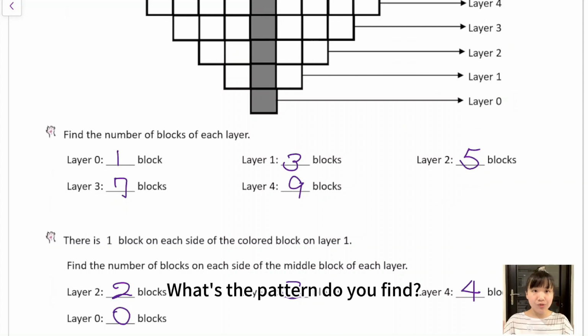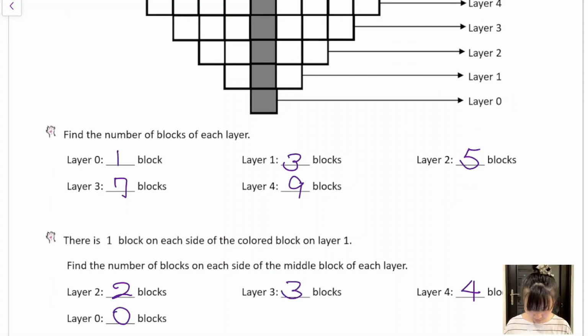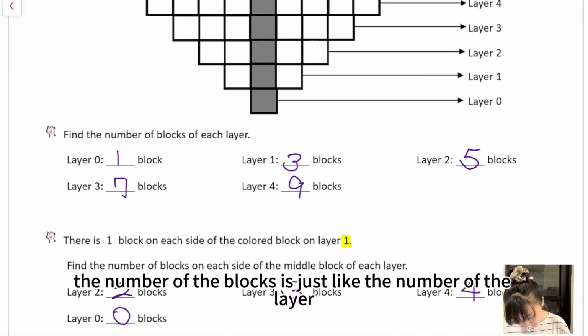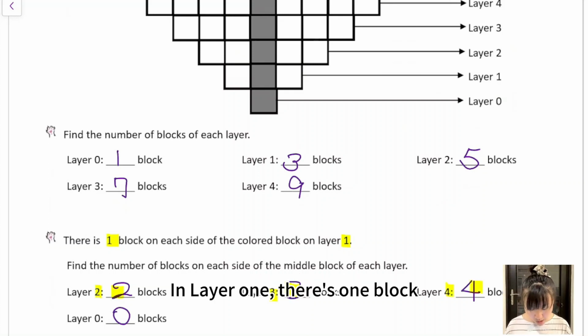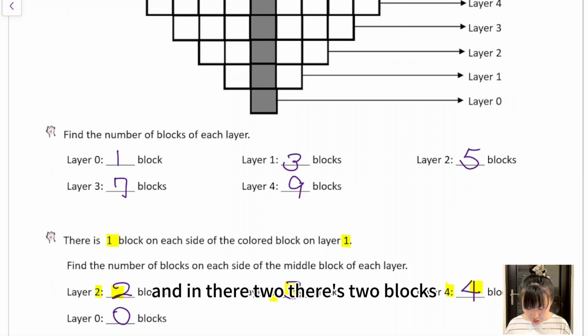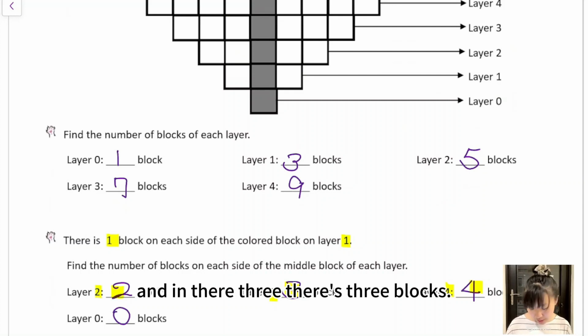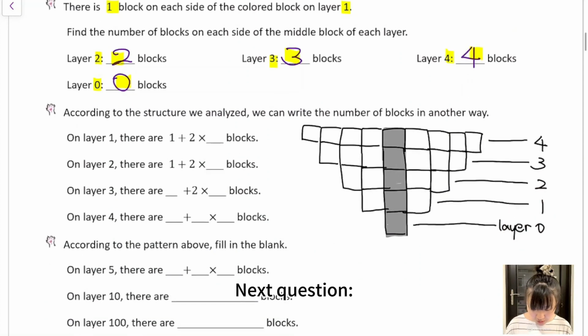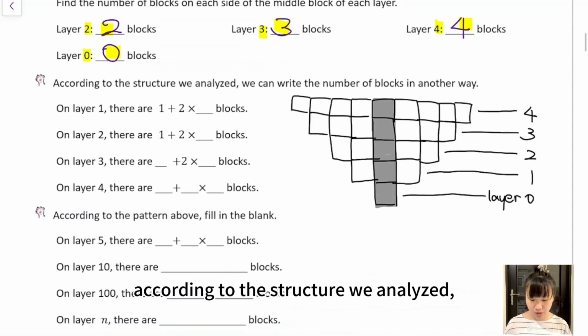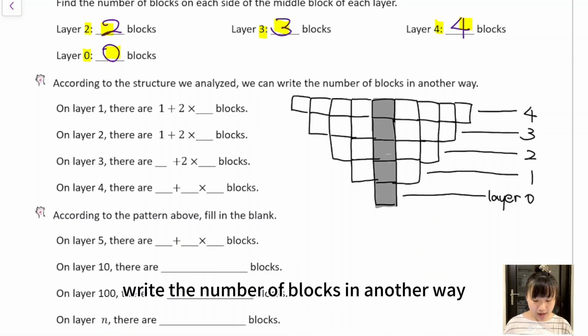What's the pattern do you find? You may find that the number of the blocks is just like the number of the layer. In layer 1, there's 1 block, and in layer 2, there's 2 blocks, and in layer 3, there's 3 blocks. Great job!